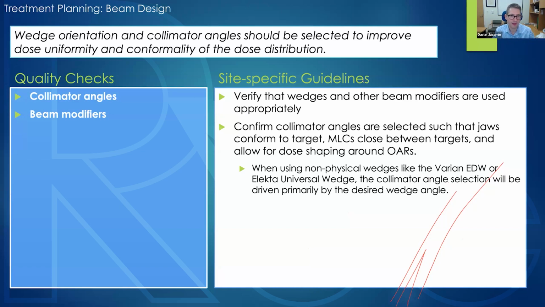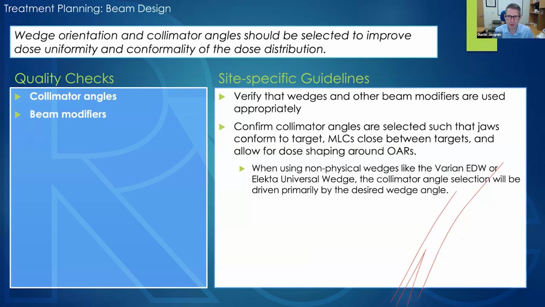And wedge orientation and collimators should be selected to improve dose uniformity and conformality of the dose distribution. So for wedges, it's all about making the dose distribution more uniform. Collimator angles, you can use that to find the best shape to make the dose distribution as conformal as possible. You can also use it to block organs at risk if needed.